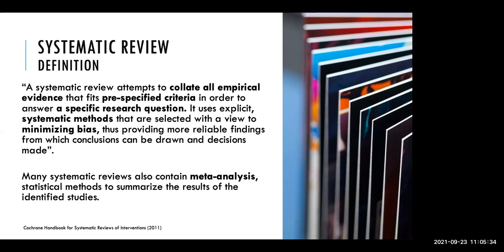A systematic review, according to the Cochrane Handbook, is a review that attempts to collect all empirical evidence that fits pre-specified criteria in order to answer a specific research question. It uses explicit, systematic methods that are selected with a view to minimizing bias, thus providing more reliable findings from which conclusions can be drawn and decisions made. So the key part is that it's an attempt to collect all empirical evidence for a specific research question that is also specified with predefined criteria. And it uses very strict methods that aim to minimize bias, not only in the material that is used, but in the process itself.